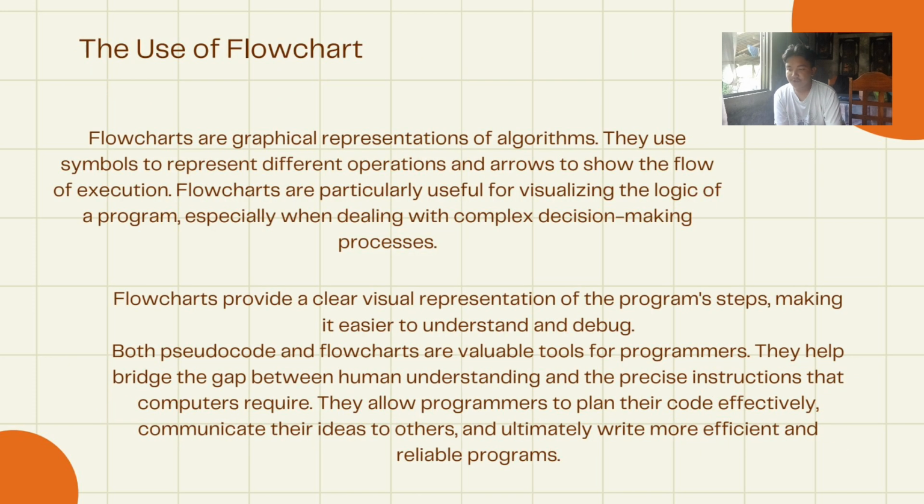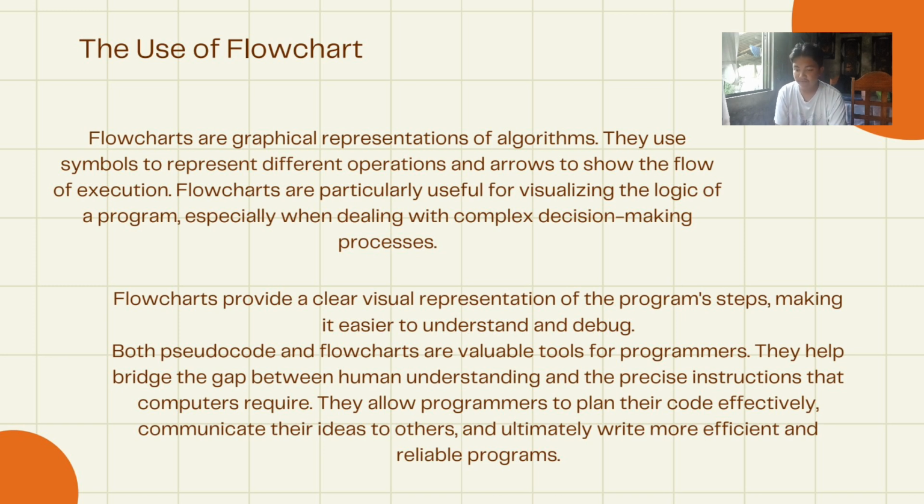So, the use of flowcharts. Flowcharts are graphical representations of algorithms. They use symbols to represent different operations and arrows to show the flow of execution. Flowcharts are particularly useful for visualizing the logic of a program, especially when dealing with complex decision-making processes. Flowcharts also provide a clear visual representation of the program steps, making it easier to understand and debug.